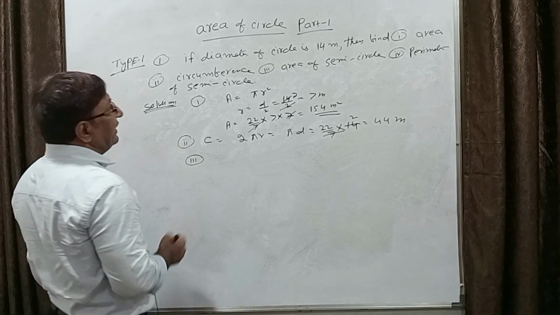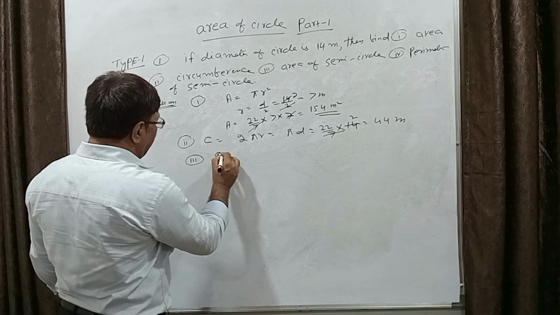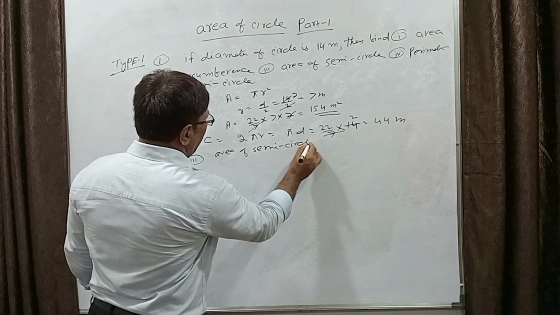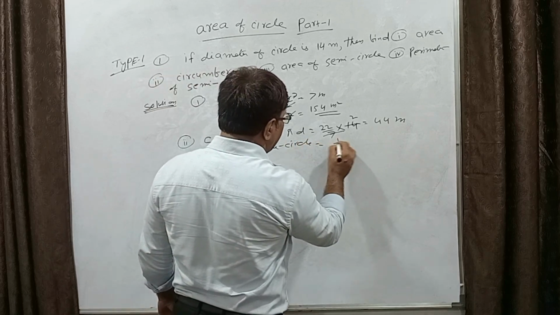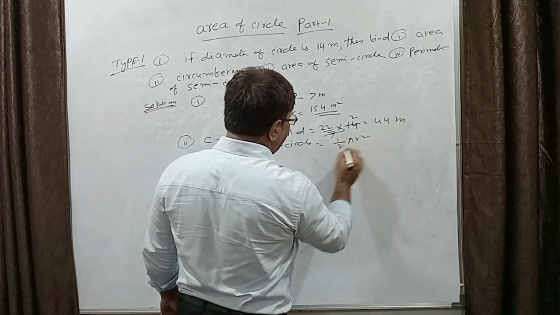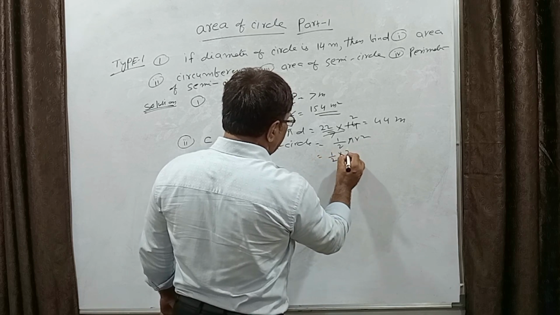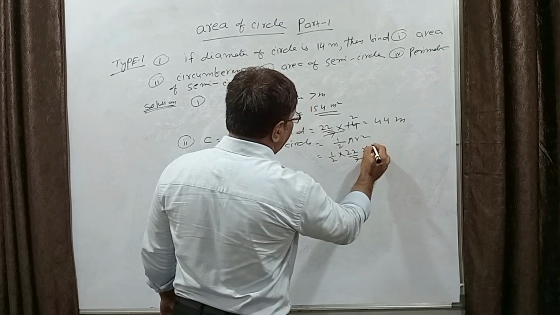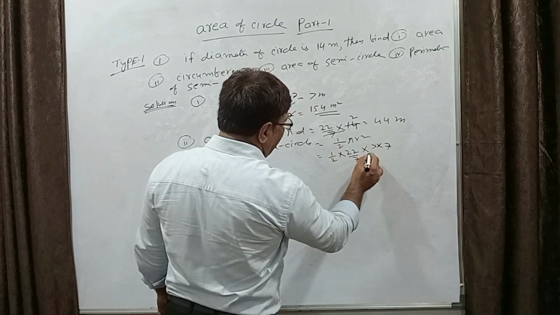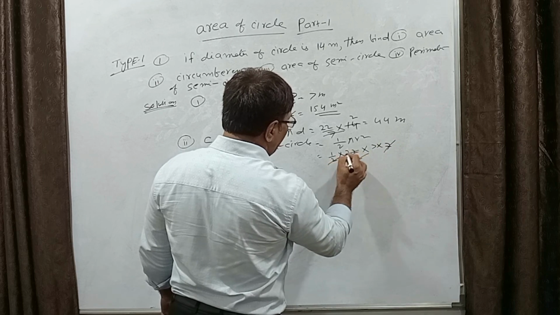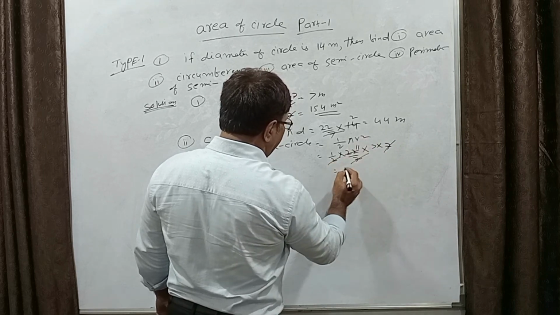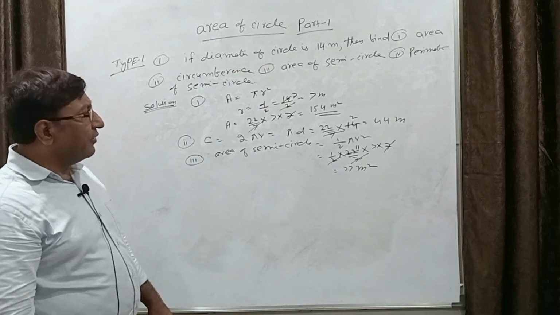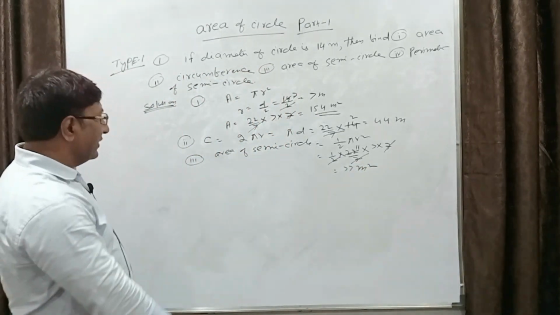Now you see the third point. In the third point what? We need area of semicircle. So you know the formula, area of semicircle is half into pi r square. So this is half into pi, 22 by 7, and radius we have already found, 7. So this is 7 into 7. So this 7 cancels and this 2 cancels, 22 by 2 is 11. So 11 into 7 is 77. So our correct answer is 77 meter square.